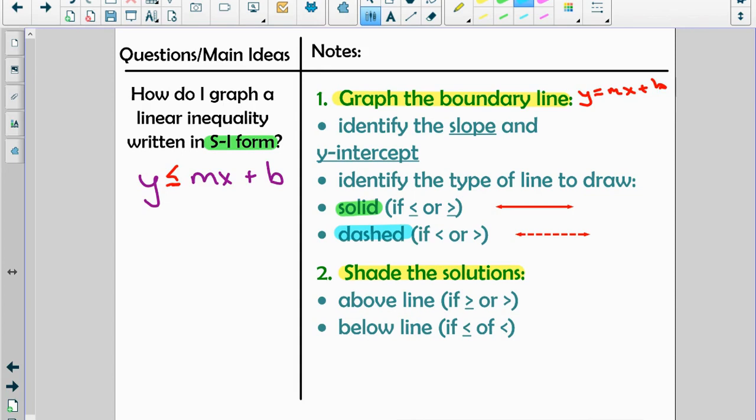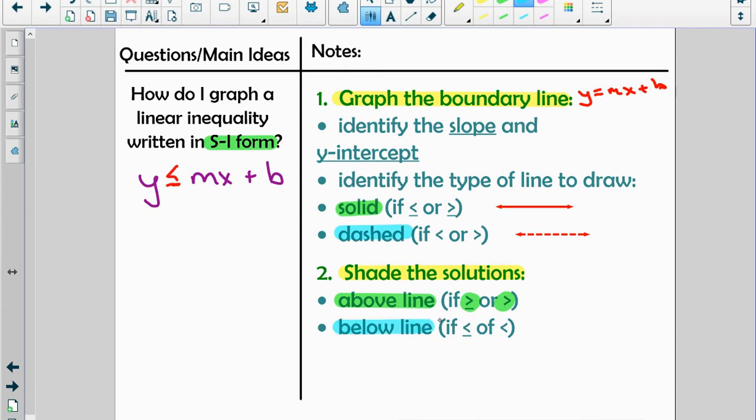So step two then, once we have our boundary line in place, is to shade the side that has the solutions. Now, here's the neat thing about slope-intercept form. If you look at the inequality symbol, we can tell what side of the boundary line to shade just by checking if it's a less than symbol or a greater than symbol. So in this case, we shade above the line, the upper part, if it's one of the greater than symbols. If it's a greater than or equal to symbol, we shade above the line. If it's a greater than symbol, we shade above the line.